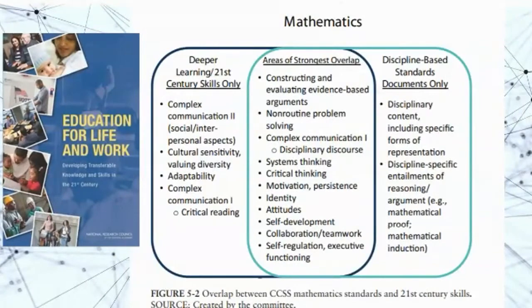Education for Life and Work also showed 2 overlap maps. One was for mathematics. What skills showed up only in the math documents and what skills showed up only in the 21st century skills documents, and which ones overlapped. And you can see that there's a strong overlap.